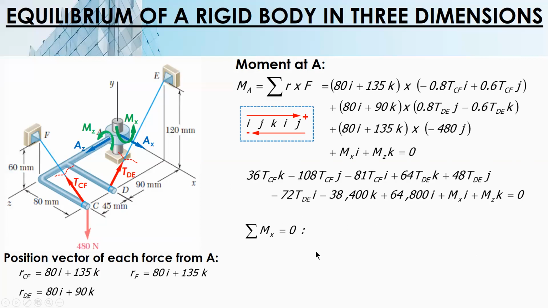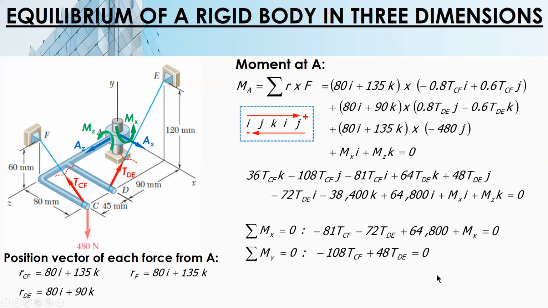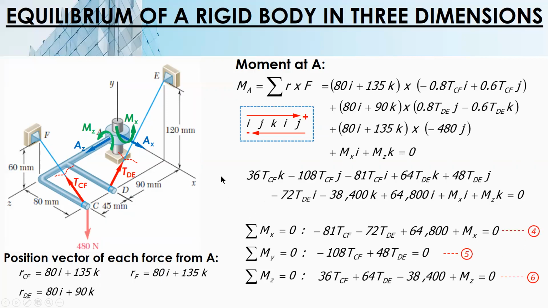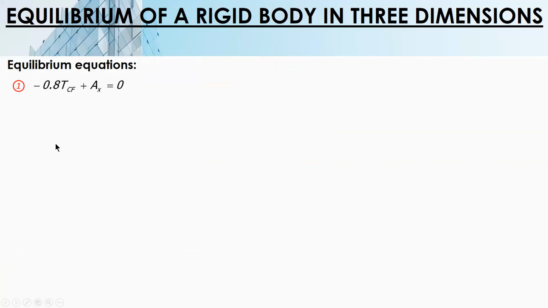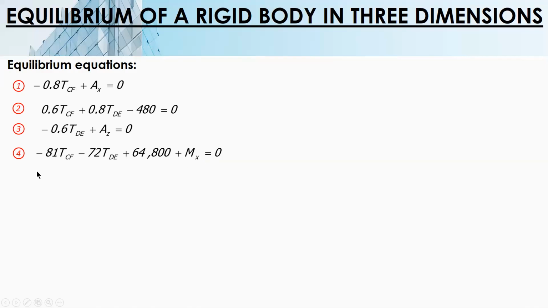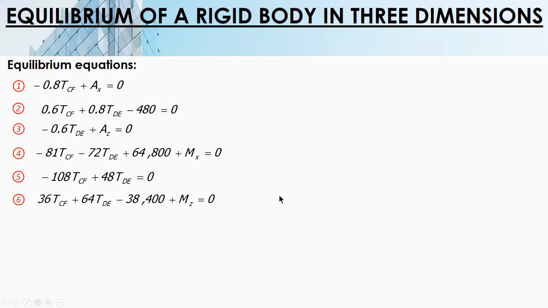And then sum up the moments about X, combine terms with unit vector I. And also for Y and Z. So from here, we still have many unknowns: TCF, TDE, MX, and MZ. We have 4 unknowns. They cannot be solved yet. So let's denote this one as equations 4, 5, and 6. Next, combine the equations from 1 to 6. This is equation 1, 2, and then 3. And then equation 4, 5, and 6. So we have 6 equations with 6 unknowns.